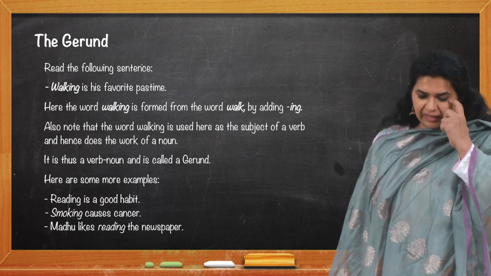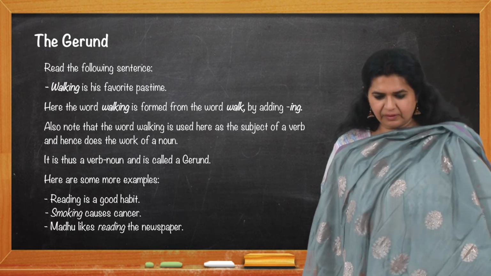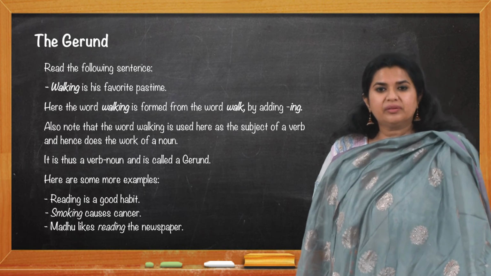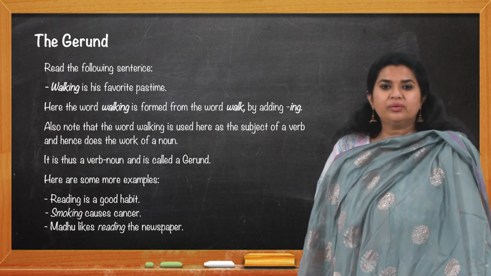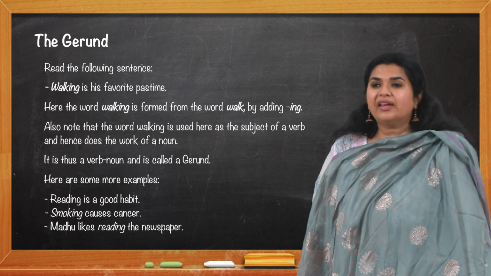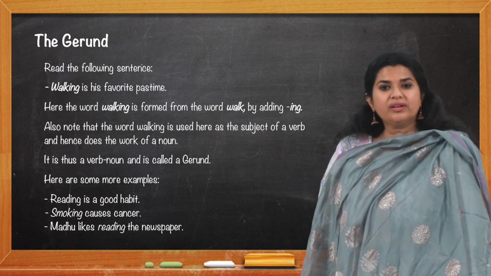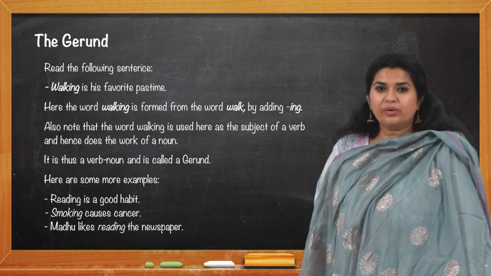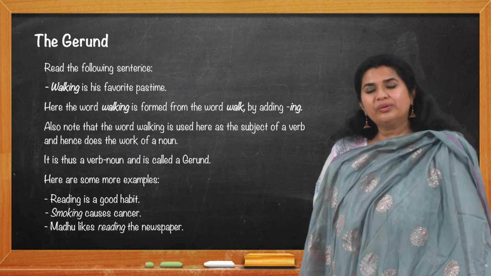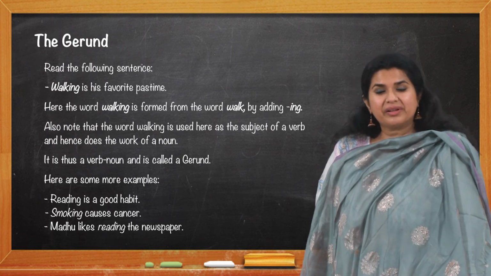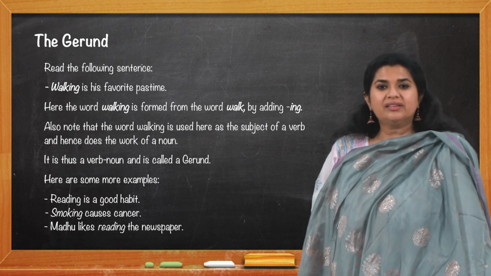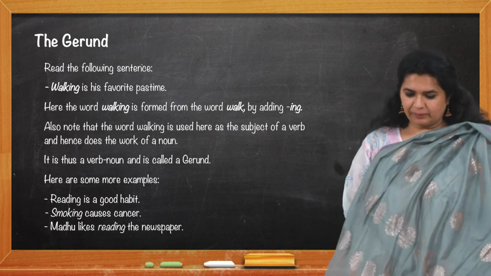Moving on to the next aspect of grammar, the gerund. Now, as I told you already, generally the gerund uses the ing form, and ing as a noun. So, walking is his favorite pastime. We are not using walking as a verb or present continuous. Here walking is used as a noun. So, walking is his favorite pastime.